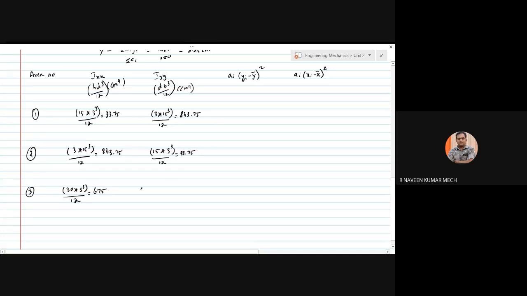And here, similarly, 3 into 30 cube by 12. Can you check the answer and tell me? Sir, Ix is 67.5 then, sir. 67.5, just check once on the calculator. Here also the value is 67.5.